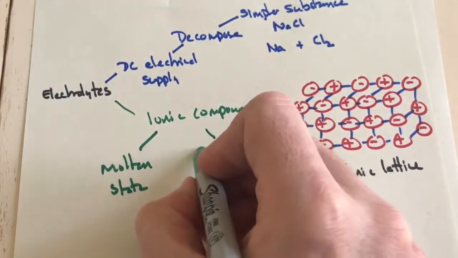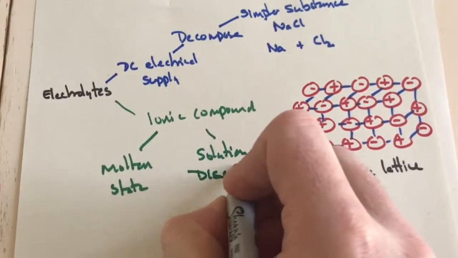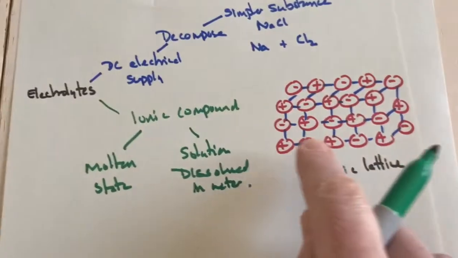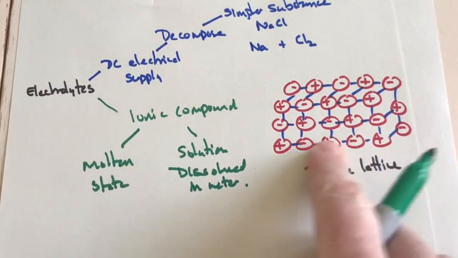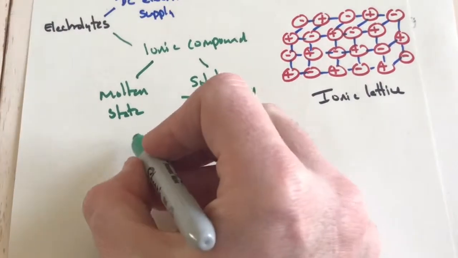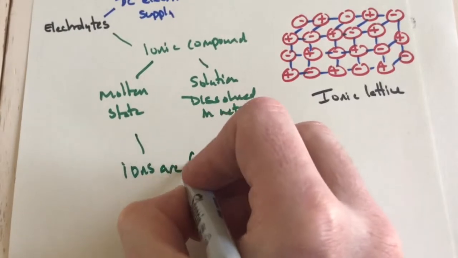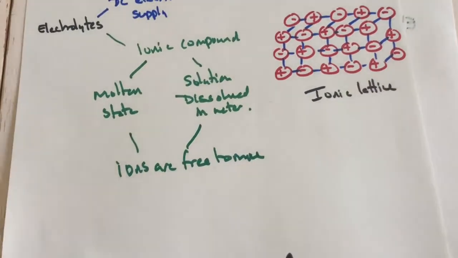Second option we could do is we form a solution, and the solution means that we have dissolved it in water. And if we do that, the electric attractions start to break down, and that allows the ions the ability to move. So these two situations both lead to the same outcome. Ions are free to move, so these ions are now free to move.